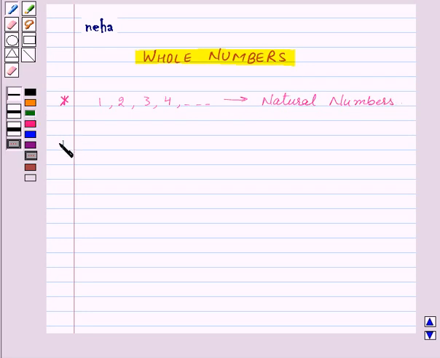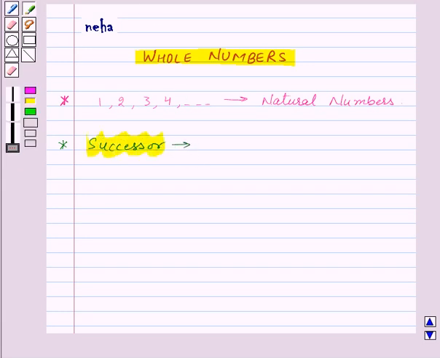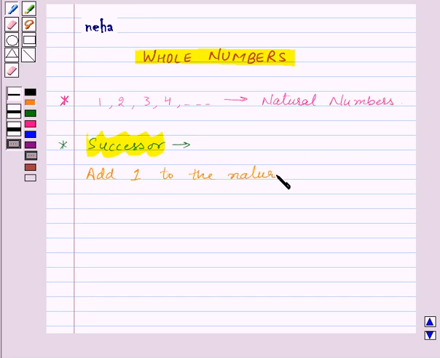Now let's see what is the successor of a whole number. To get the successor of a natural number, we add 1 to the natural number. For example, successor of 5 is given by 5 plus 1, which is equal to 6.